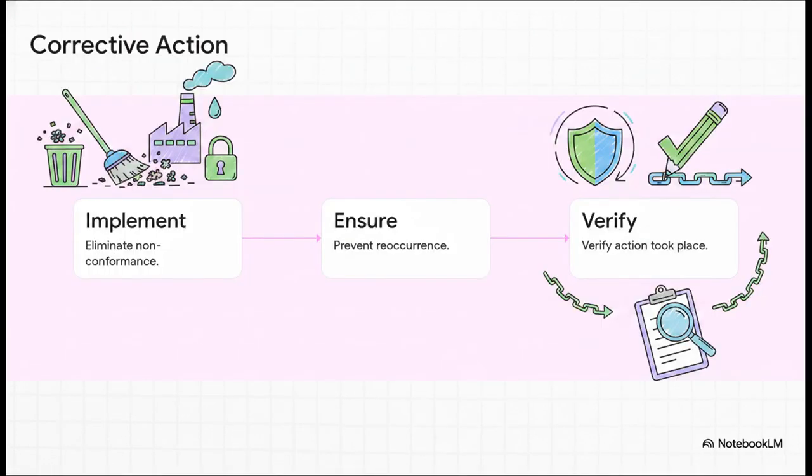The standard is incredibly strict about what actually counts as a completed corrective action. It's an exact three-step process. Step 1, you must implement a practice or system to completely eliminate the nonconformance. Step 2, you have to put measures in place to ensure against the reoccurrence of that issue. And Step 3, there must be absolute verification that the action actually took place. Only when all three steps are done does it officially count.